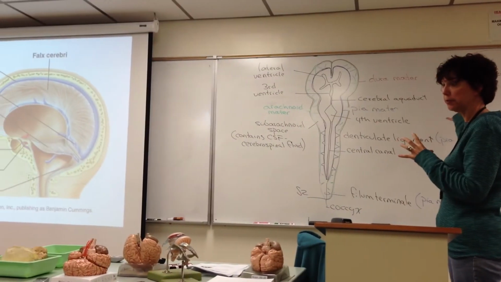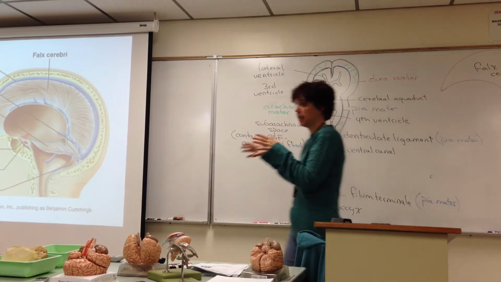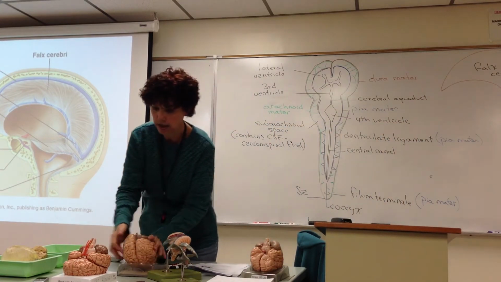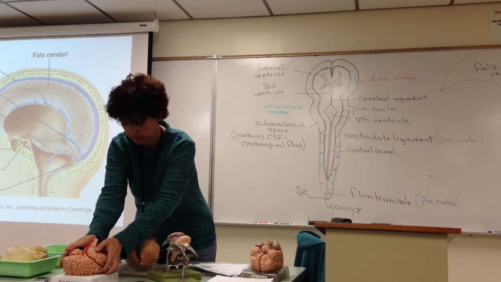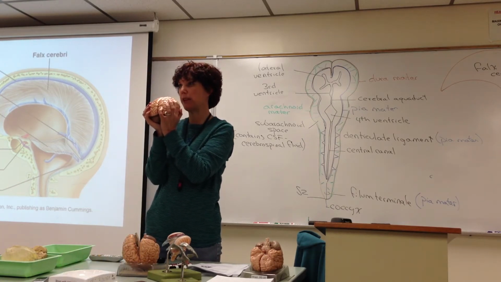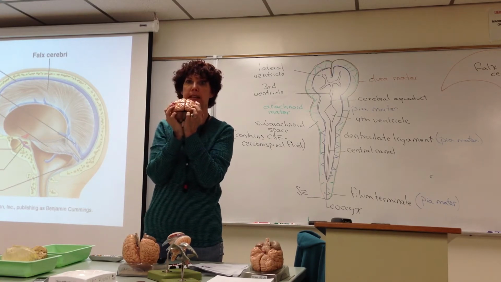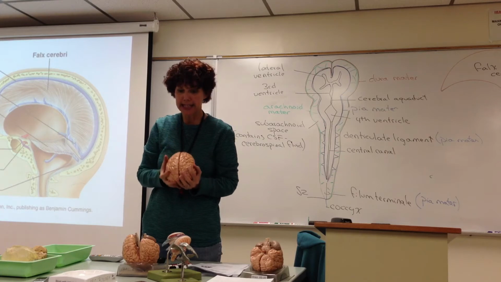That means the cerebral fold. And then separating the occipital lobe, which is where vision is processed, from the cerebellum, is the tentorium cerebelli, and it forms a tent-like structure.